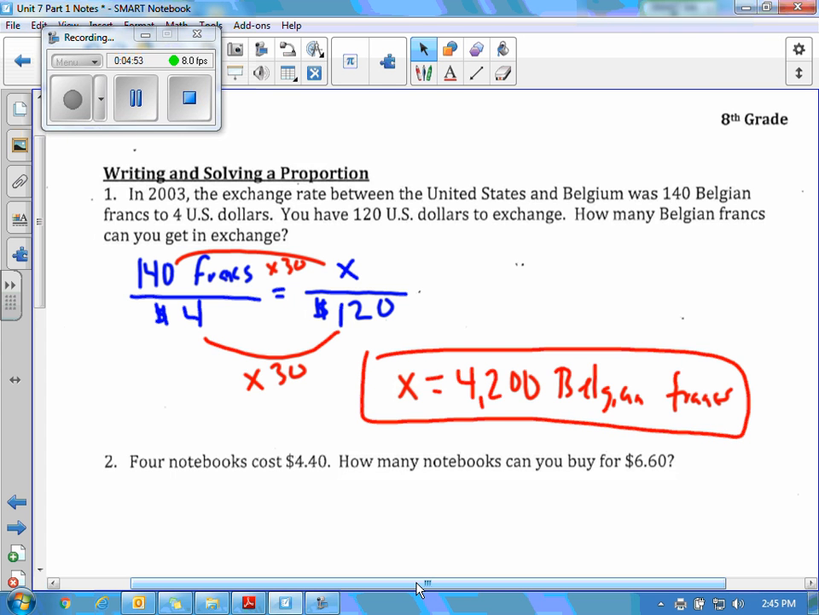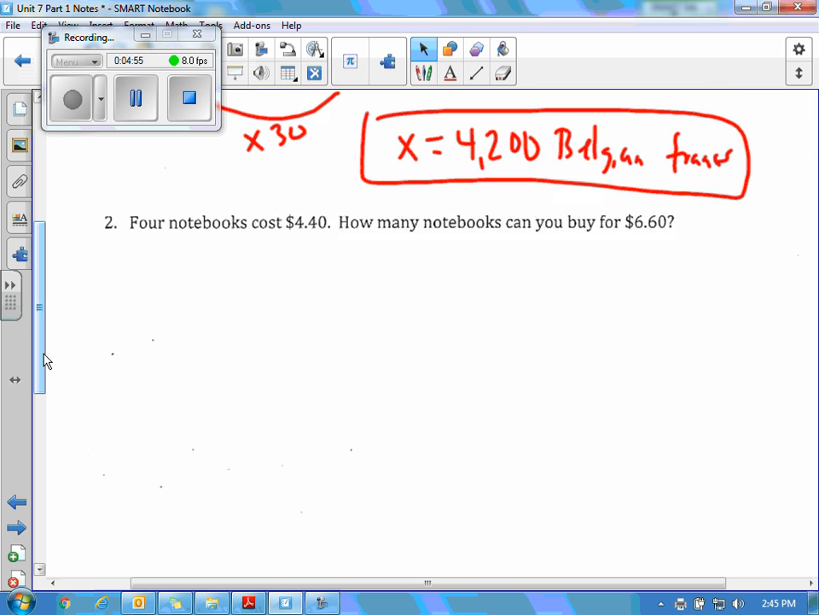All right, I'll let you guys try number 2, and then of course make sure you do the review problems on the front side also.